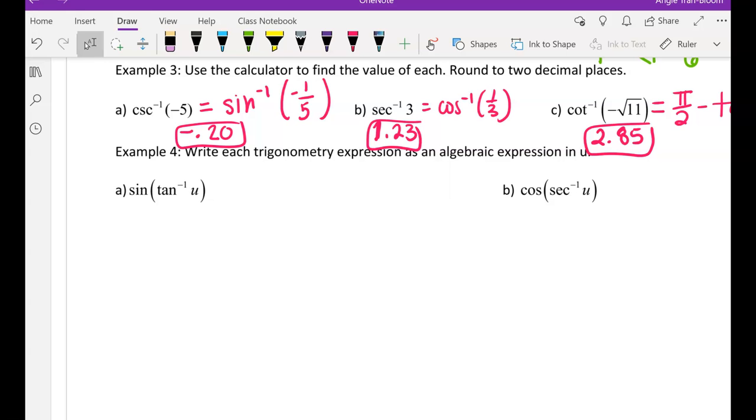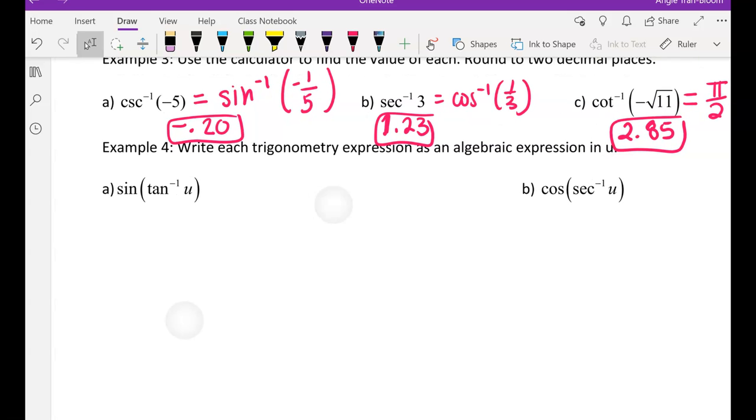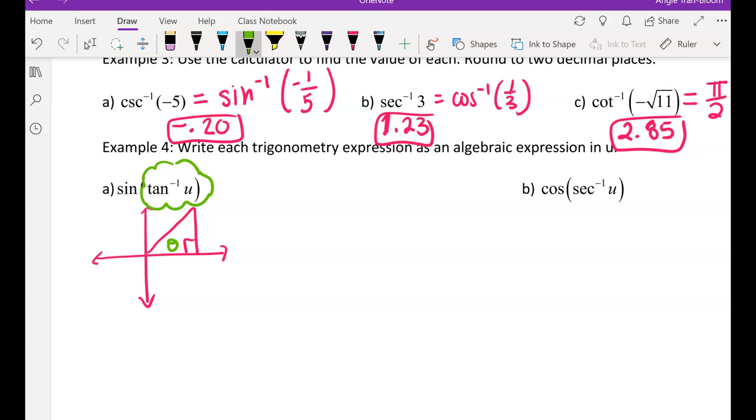Write each trigonometry expression as an algebraic expression in u. Perfect. Okay, so we're not solving per se because we don't have a calculator and it wants you to do it as an exact. So sine is composed now with tangent inverse of u. Tangent inverse has a restriction in quad 1 or quad 4, but because u is unknown, I'm going to assume it's positive, so I'm going to draw a triangle in quad 1. Would you agree that whatever tangent inverse of u is, that is just an angle? That's why I use green to represent that angle.